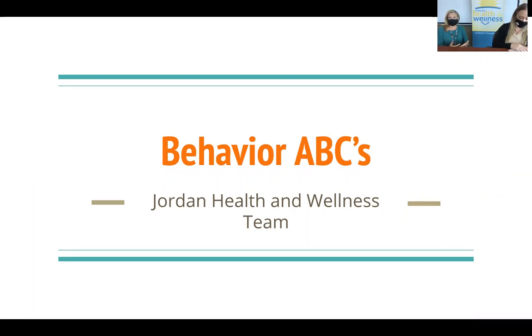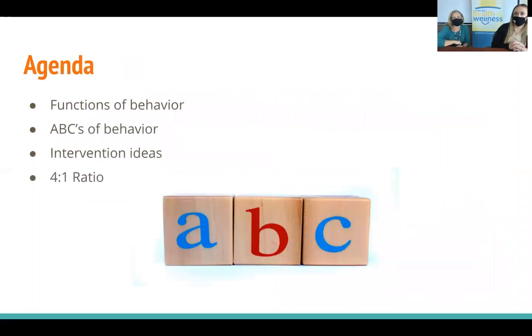So today we're going to go over the behavior ABC. Just kind of the basics of behavior and function and some possible interventions. The agenda is, again, what are the functions? There's 4 functions of behavior. We'll go over what those are. We'll talk about what the ABCs of behavior stands for, go over some intervention ideas, and then talk about the super important 4-to-1 ratio and why that matters and what exactly that is.